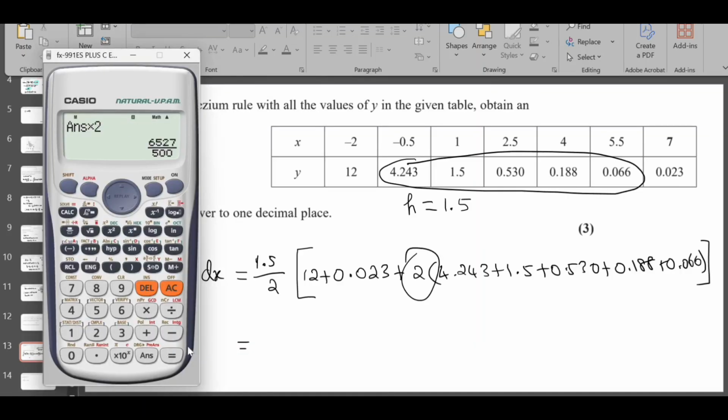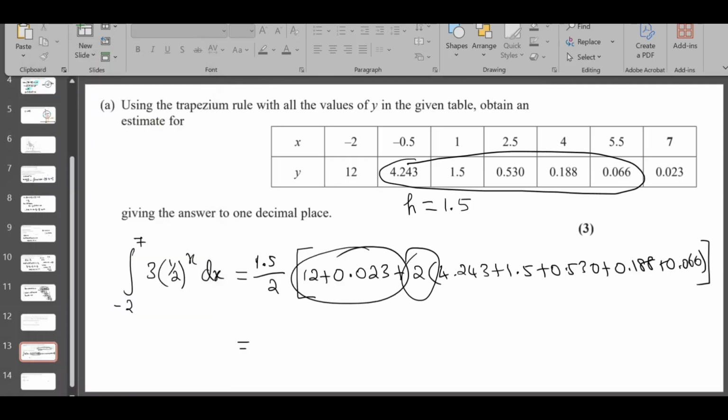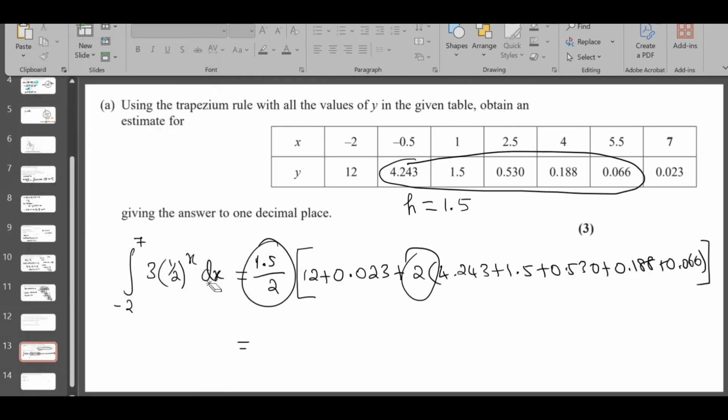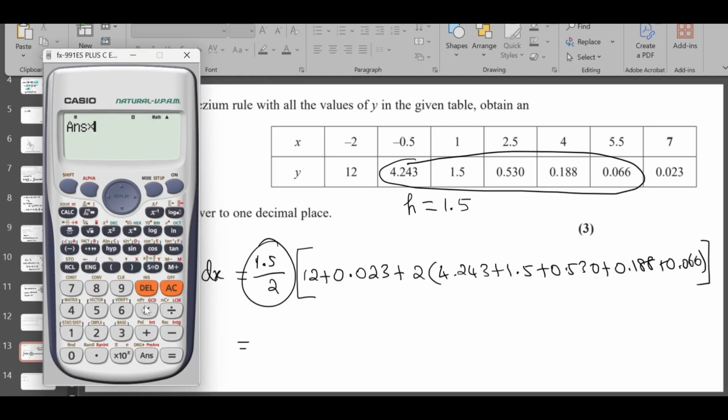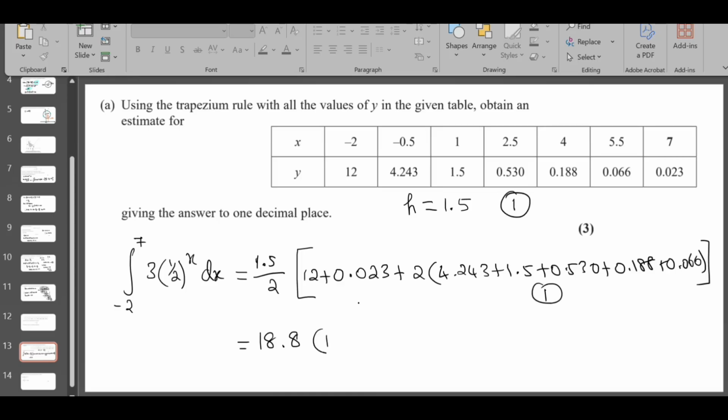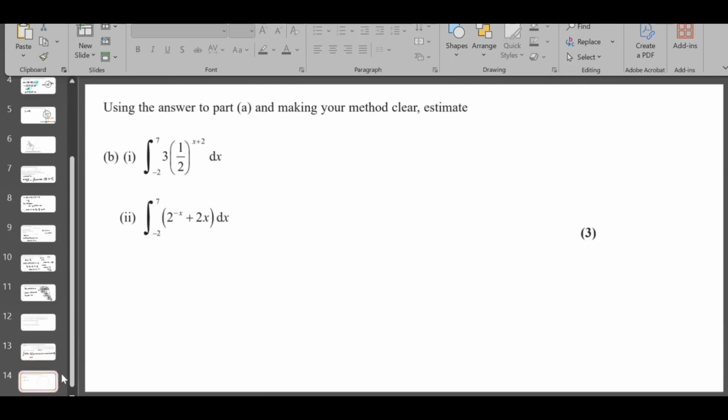Times 2, and then add these two values now, plus 12 plus 0.023, and then times it by 1.5 over 2. They want the answer to 1 decimal place, so 18.8 is the answer. You will usually be given 3 marks for this trapezium rule: 1 mark for the value of h, 1 mark for the working, 1 mark for the final answer.